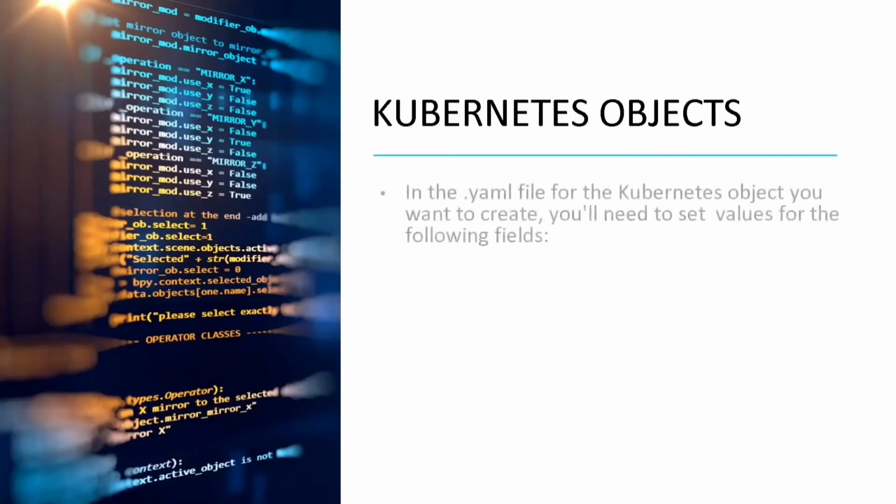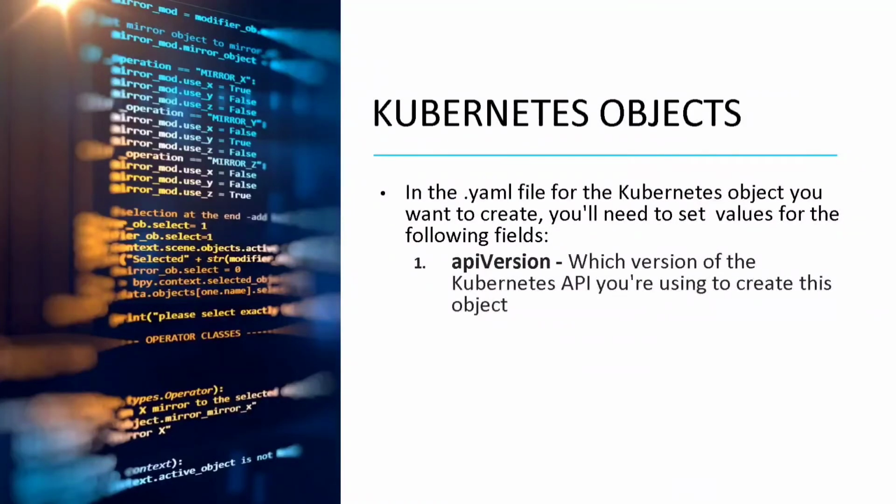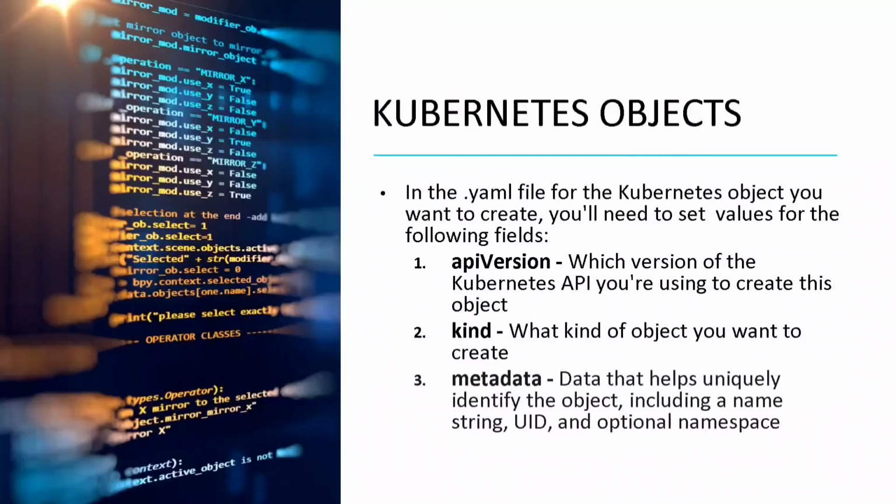We can describe these objects in the popular data serialization language, that is YAML, and send them to the API server where they get validated before they are created. So in this YAML file for the Kubernetes object, you will need to set the values for the following fields. The first one is apiVersion, where we define which version of the Kubernetes API we are going to use to create this object. Second is kind, where we define what kind of object we want to create. Third is metadata, where we define data that helps uniquely identify the object, which generally includes a name string, a unique ID, or maybe an optional namespace.